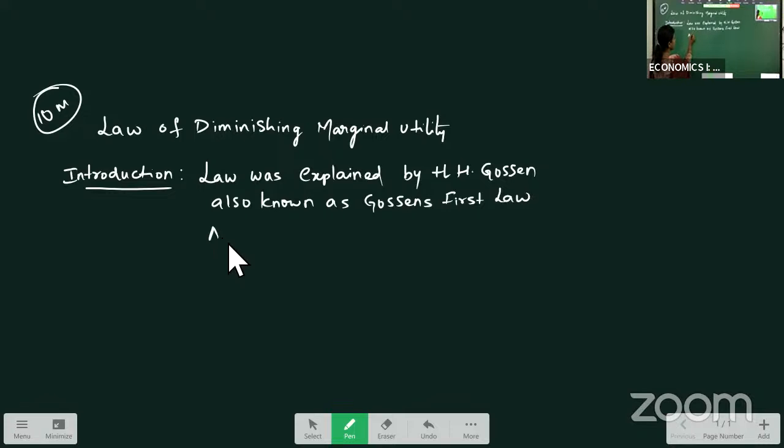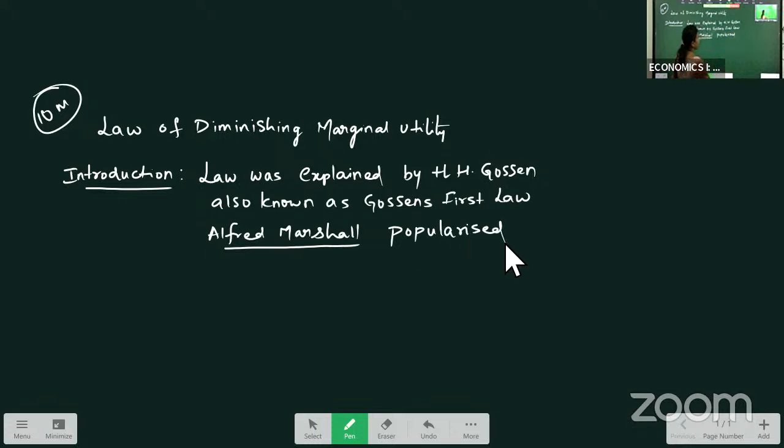Later, Alfred Marshall popularized this law in a scientific manner. So this is the introduction you will write here. What is the law of diminishing marginal utility? We will discuss that with the help of a table and a graph.